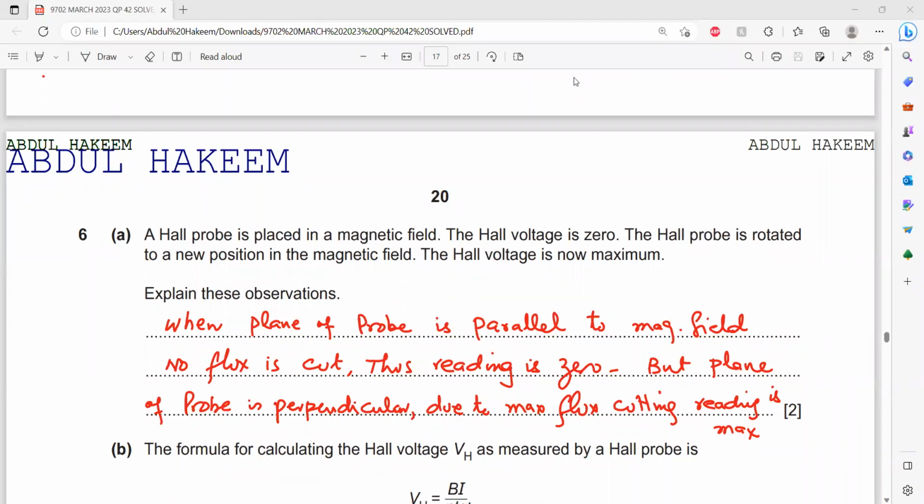Okay, next half of the paper. This is March 2023, paper 429702. Look at question number 6.